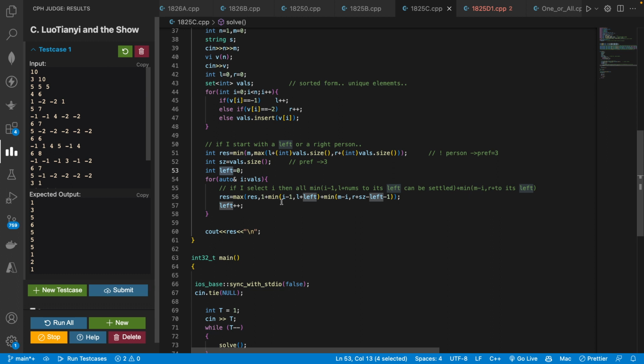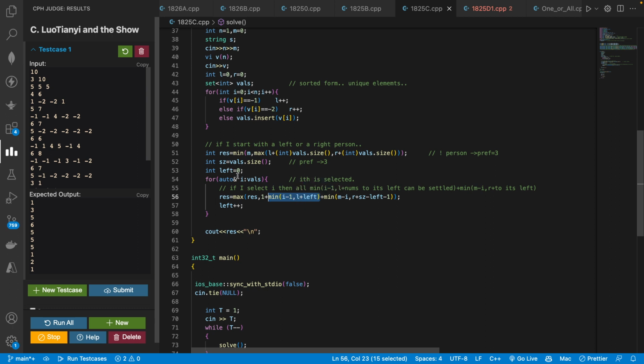Then I say that if x person is selected, in that case, if the ith person is selected, then I minus 1 chairs would be to the left of it. So to the left of it, there are I minus 1 chairs. I can utilize them. How many people do I want to get seated over here? Over there I want to get seated L plus left people.